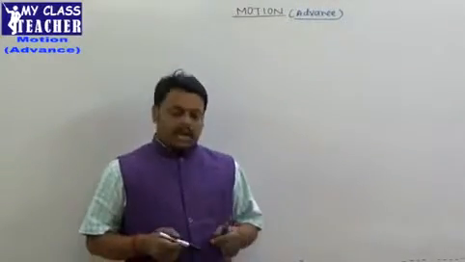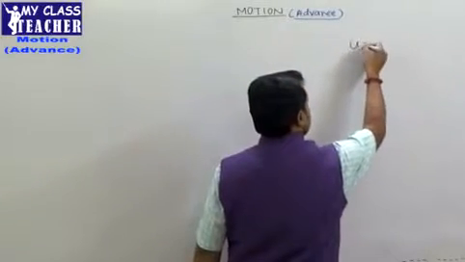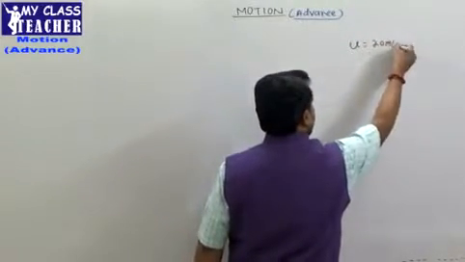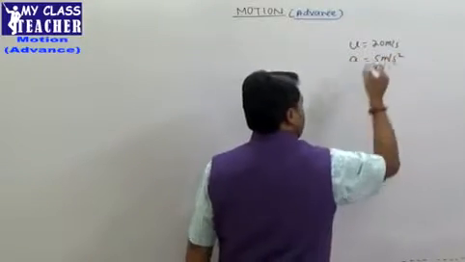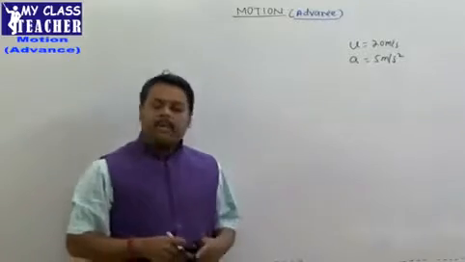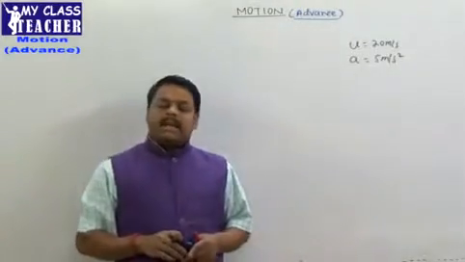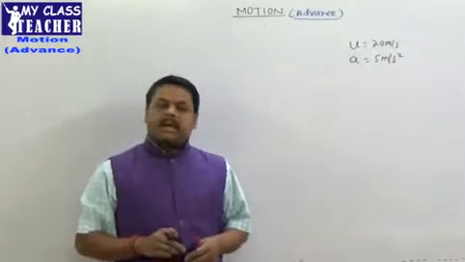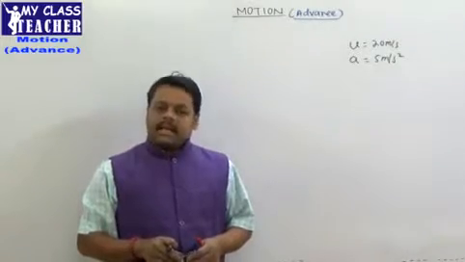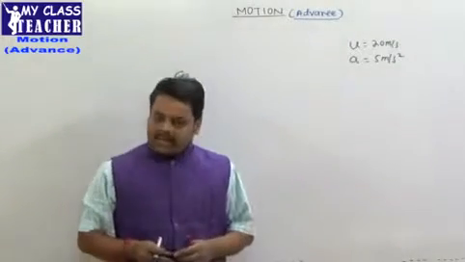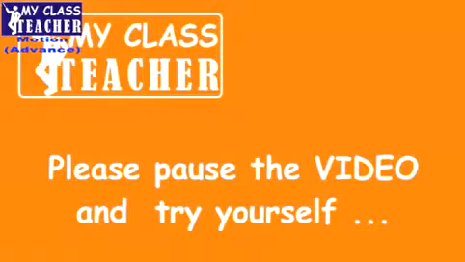Okay, so write down one question. Write: initial velocity of an object is u equal to 20 meter per second and its acceleration a is equal to 5 meter per second square. Simple question. Calculate the displacement covered by the object in 5 seconds and in the 5th second. Try it.